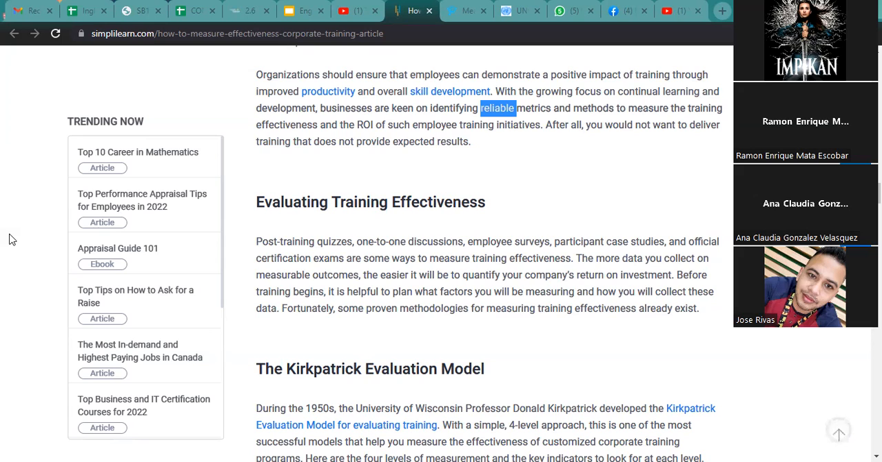Post-training quizzes, one-to-one discussion, employee survey, participants, case studies, and official certification exams are some ways to make sure of training effectiveness. The more data you collect on measurable outcomes, the easier it will be to quantify your company's return on investment. Before training begins, it's helpful to plan what factor you will be measuring and how you will collect this data. Fortunately, some proven methodologies for measuring training effectiveness already exist. Very good, perfect. So what did you get from this?